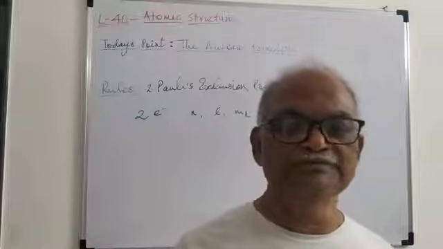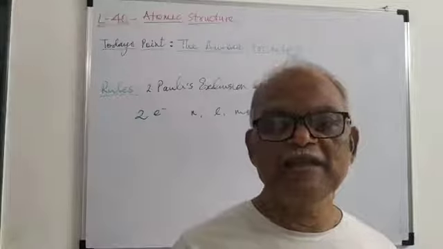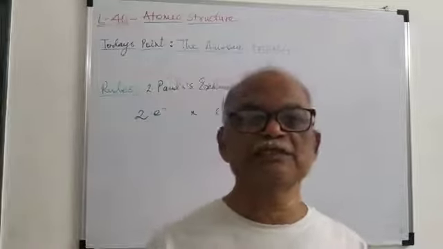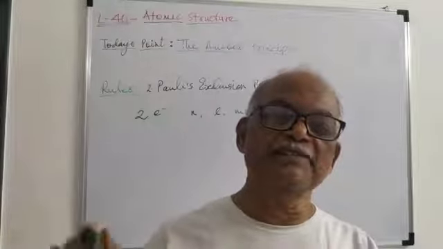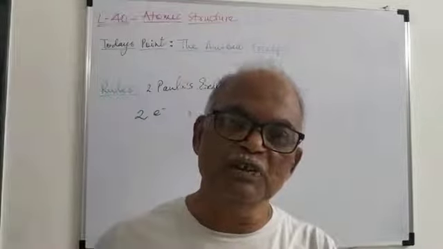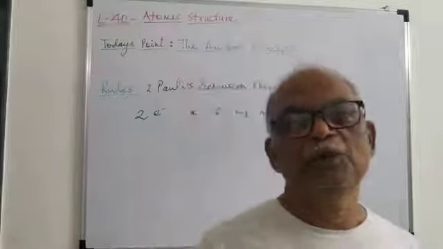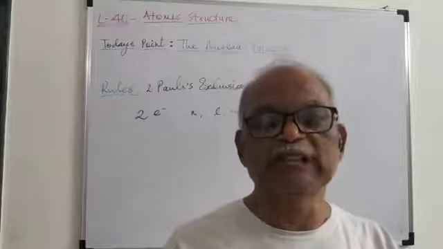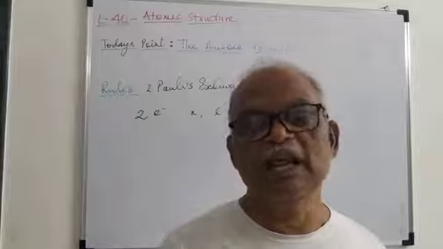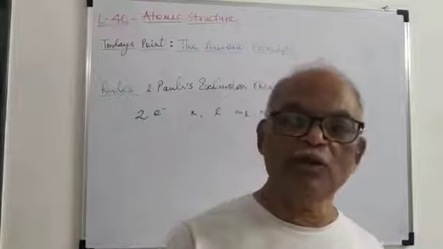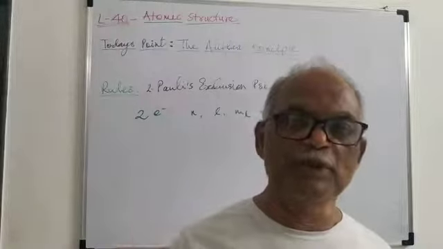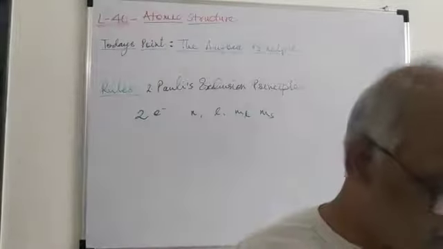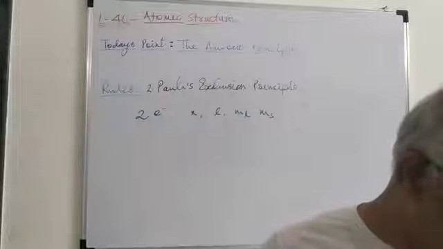in the atom. So if the atom has 10 electrons, these 10 electrons will have 10 different sets of quantum number values, and the set for every electron should have at least one quantum number value different from the other electrons. Then only the electron distribution is reliable.